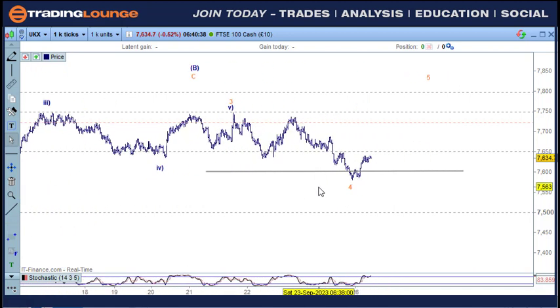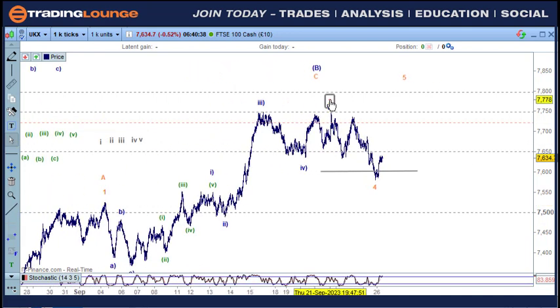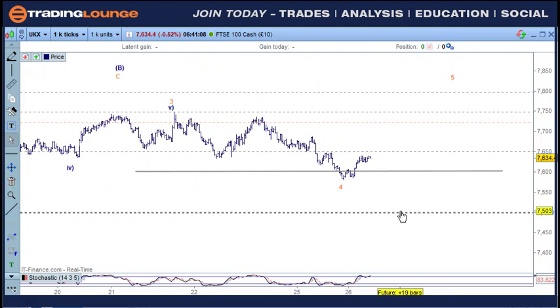But the interesting thing here is that from this high it does look like we've got some sort of A wave, B wave, and C wave here. So we could very well just continue to move up here.